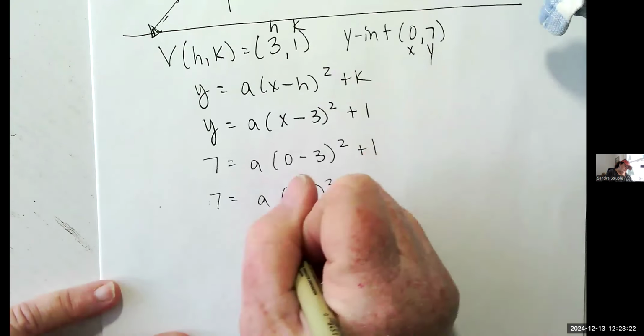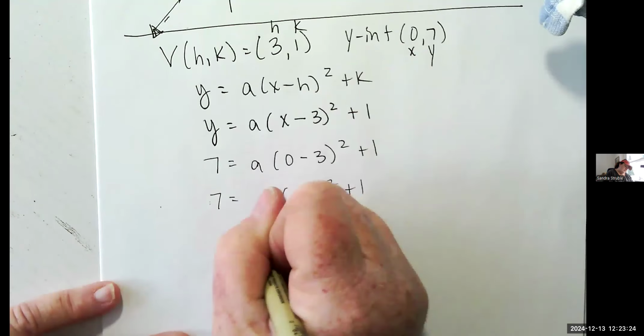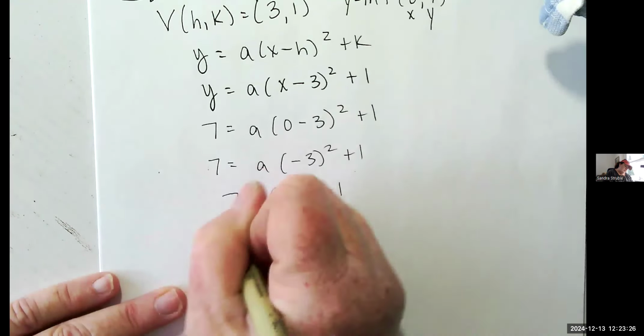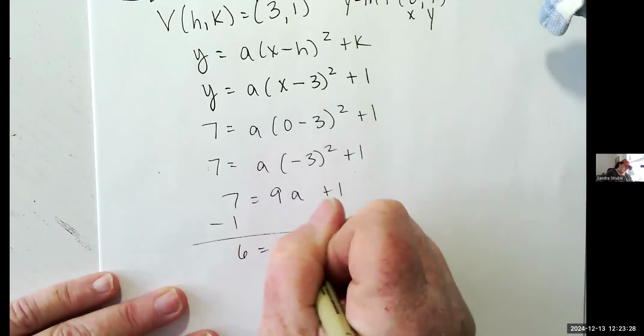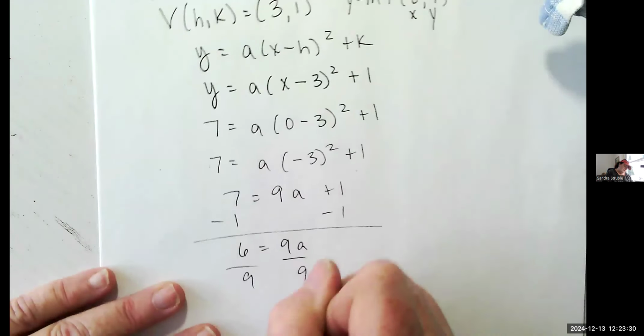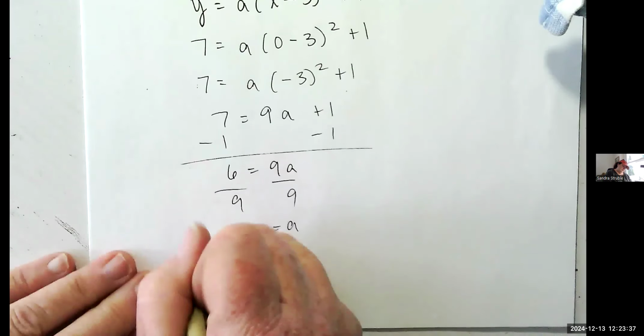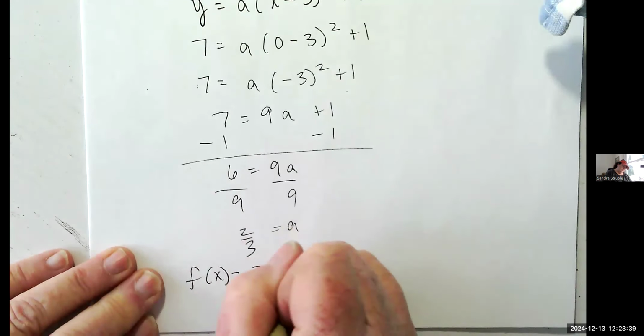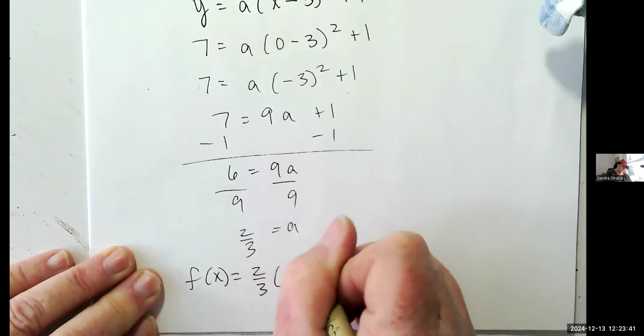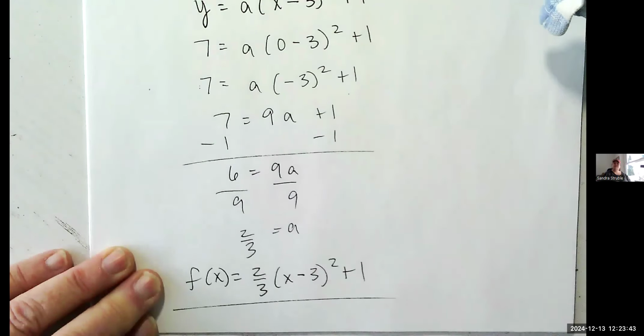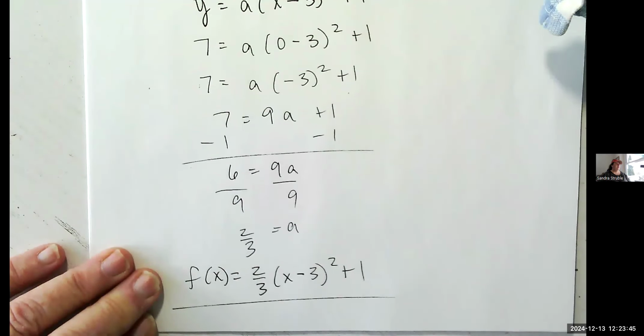Negative 3 squared is 9. Subtract 1 from both sides. Divide both sides by 9. So a is 2/3. There's my equation for my quadratic. Discuss the range and the domain.